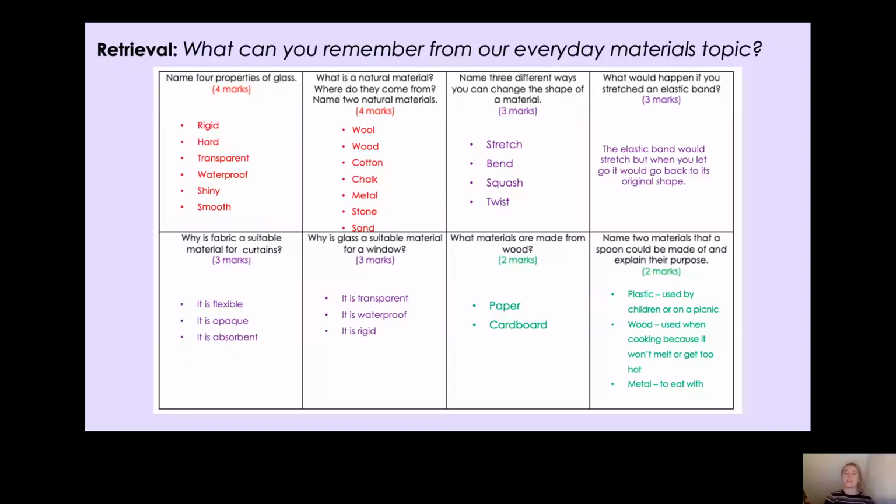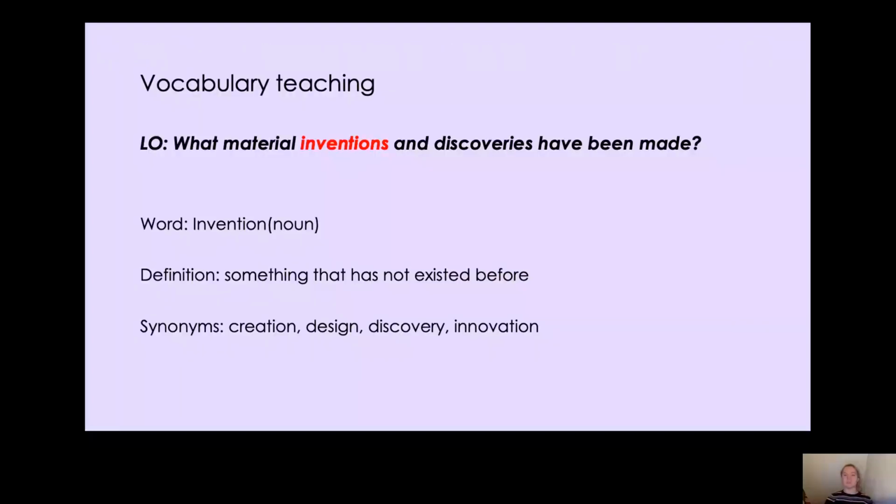Okay, year 2, so let's move on to our learning for today. So here we've got the word inventions. Remember, our question is, what material inventions and discoveries have been made? Now, inventions is a noun, okay? And it means something that someone has created that has not existed before. So before they created it, it didn't exist. It wasn't a product before they thought of the idea and they created it themselves.